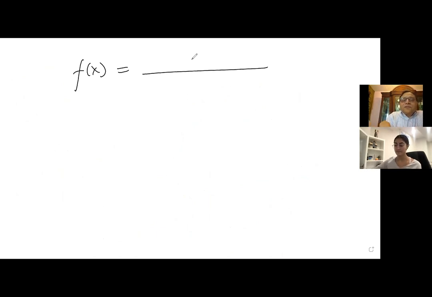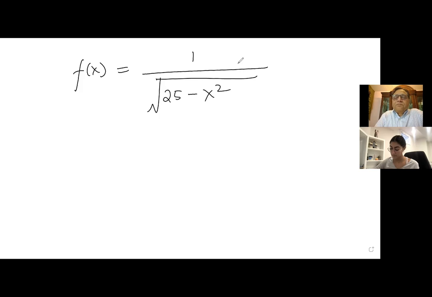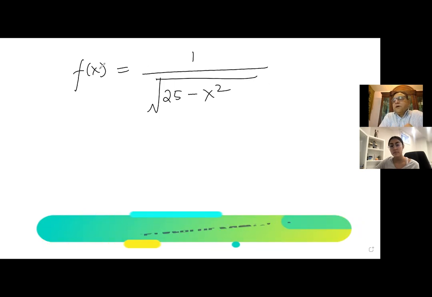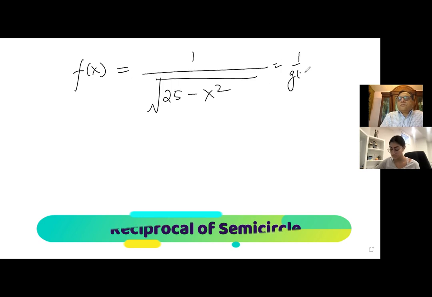My question is something like this. You have to sketch this particular function. The first part is to find the domain and range of f of x, right? Okay, you can find it at the end also. Let us say this is 1 over g of x, where g of x is equal to the square root of 25 minus x squared, right? So let's begin with the domain and range of g of x.